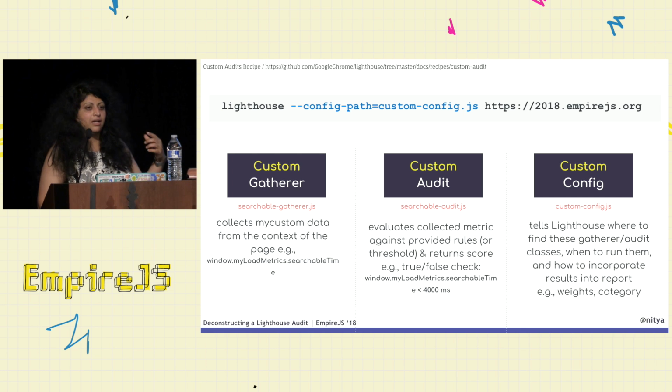The custom audit is the class where I'm like, okay, I'm going to define my thresholds for taking the data that I generated here and creating a score based on whatever those thresholds and weights are. And at this point, you should be done.